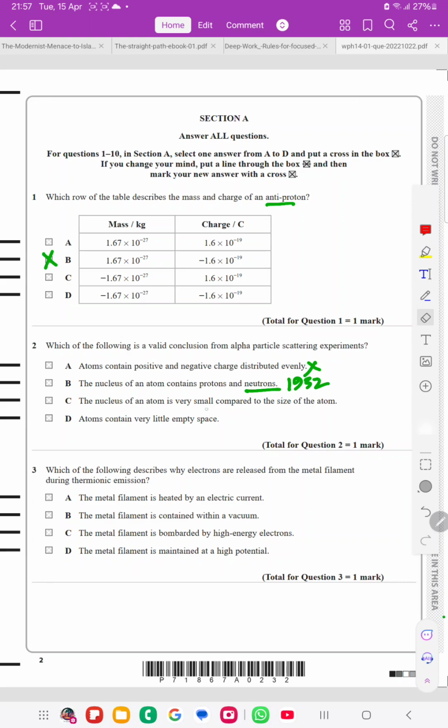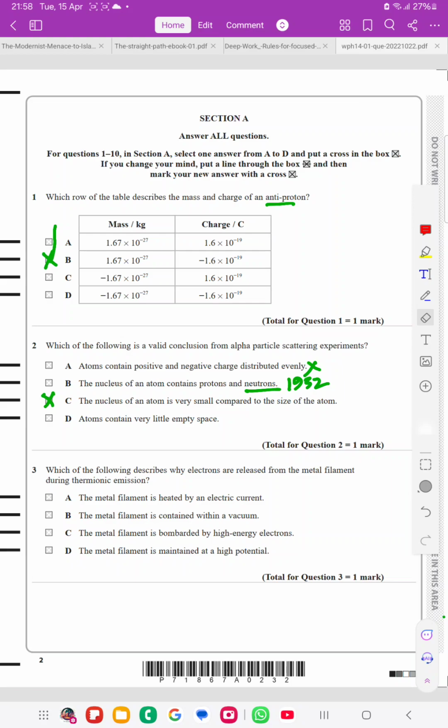The nucleus of an atom is very small compared to the size of the atom. Yes, this is right, because the alpha particle experiment showed that the nucleus is very tiny and dense, and most of the atom is empty space as the alpha particles passed through the atom. So the correct answer is C. D isn't correct as well, because the atom contains a lot of empty space, not a little empty space.